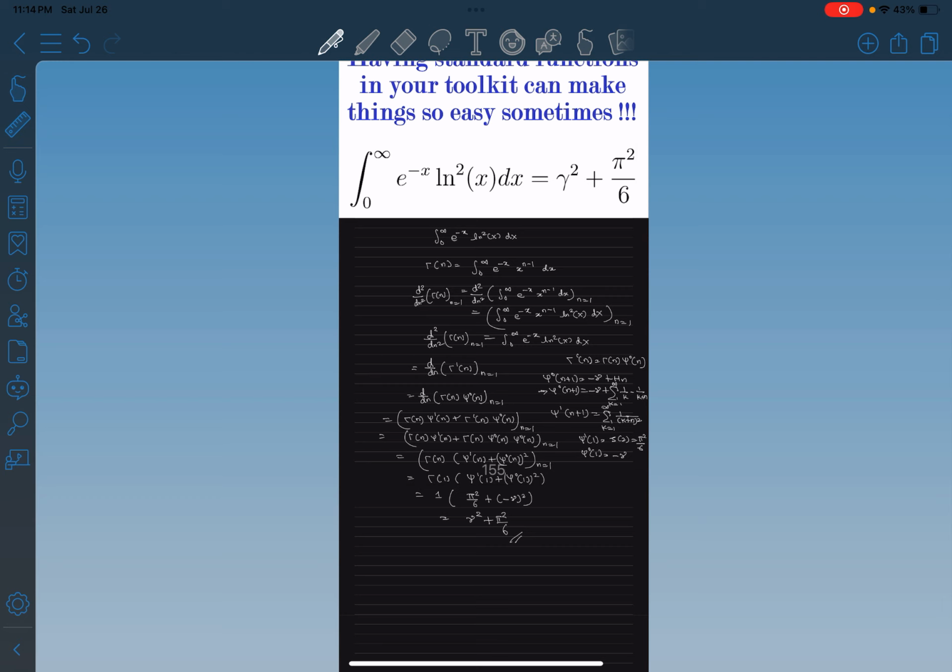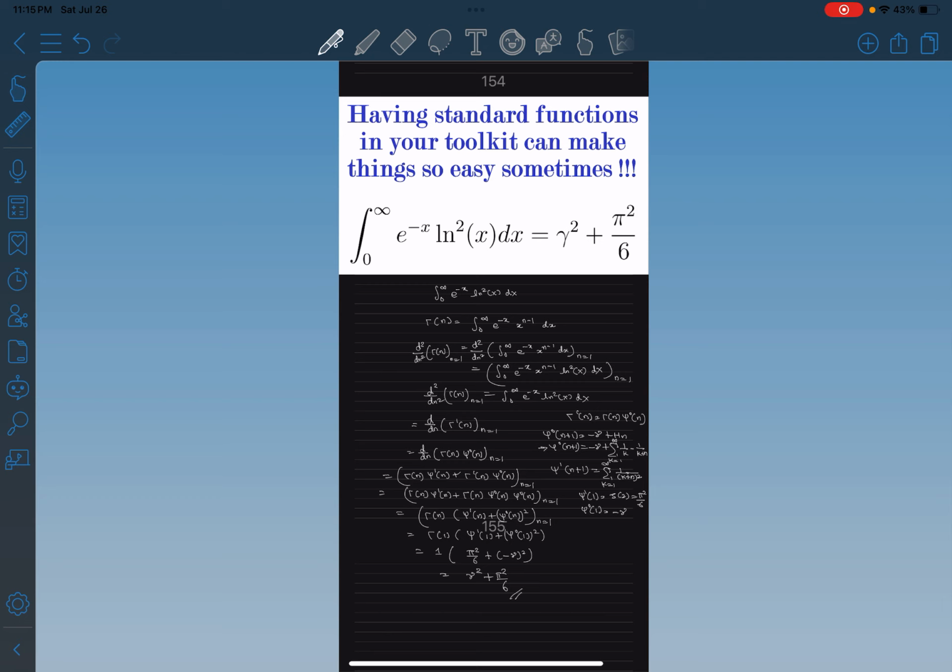So knowing the properties of the digamma function and the gamma prime function, and how to find their special values, just made this integral so easy. Otherwise, it could have been such a difficult thing to do. So that's what I'm telling you guys: it's definitely helpful to know different kinds of special functions and how to manipulate them. It can come really handy sometimes.